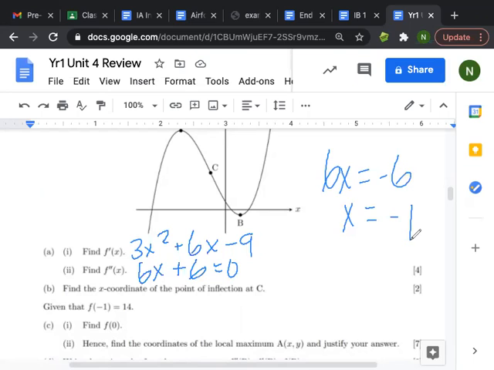That's it. That's perfect. Wait, so you set 6x plus 6 equal to 0. Yep. Oh, find the x coordinate. Okay. But on that note, that actually is kind of the next part of the question.